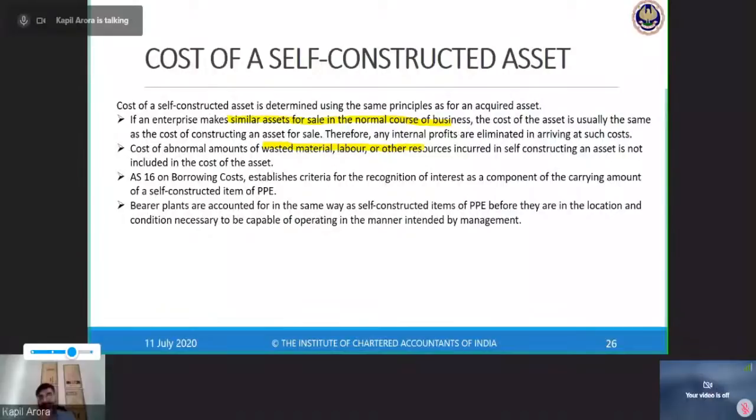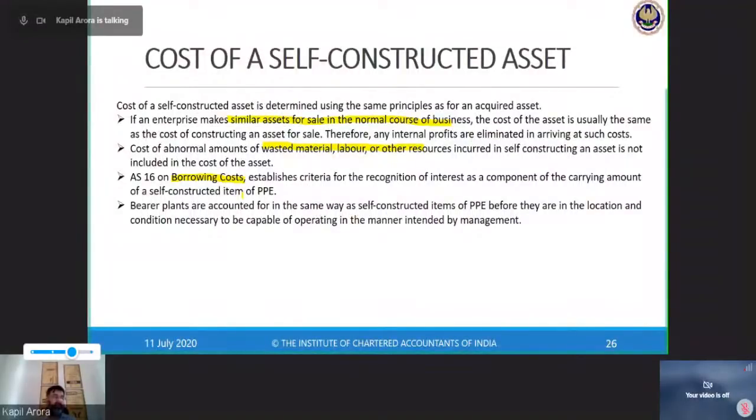Coming back to this, any cost of abnormal wastage will never be added. Borrowing costs, which we will discuss when we discuss AS16. Borrowing cost can be added in the value of a self-constructed asset. Self-constructed means I am constructing it myself. So borrowing cost will be added in the value of the asset if it meets certain requirements that we are not discussing here; we will be discussing them in AS16 only.